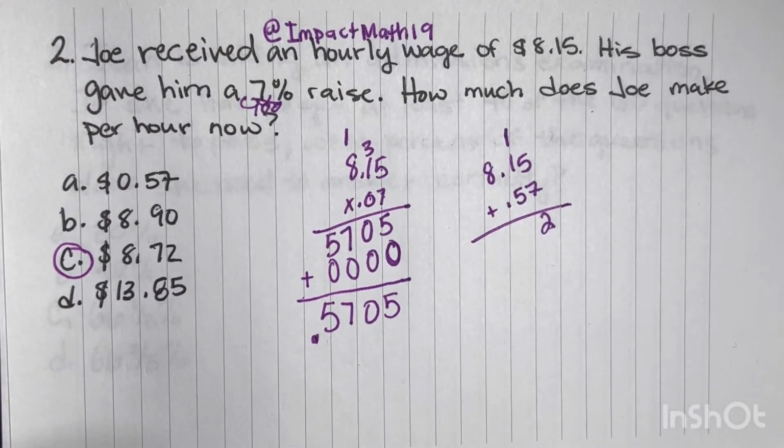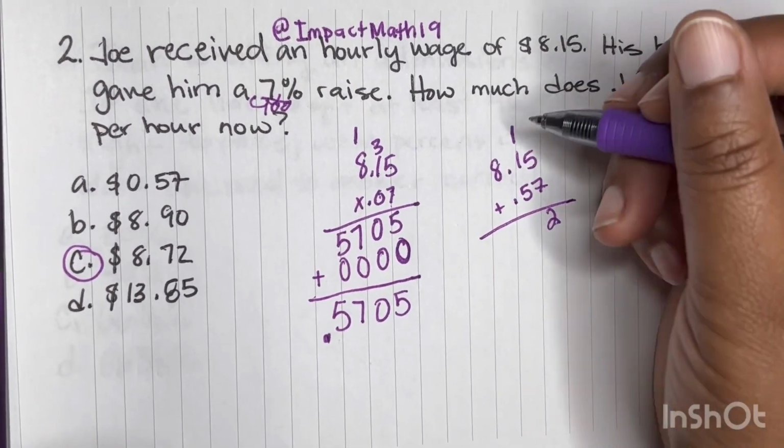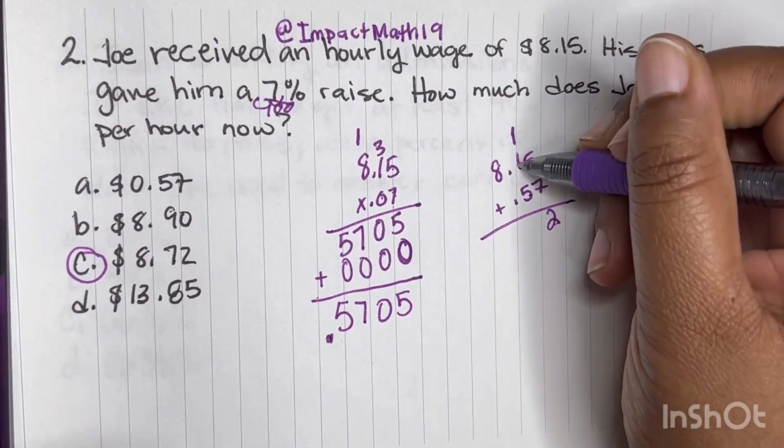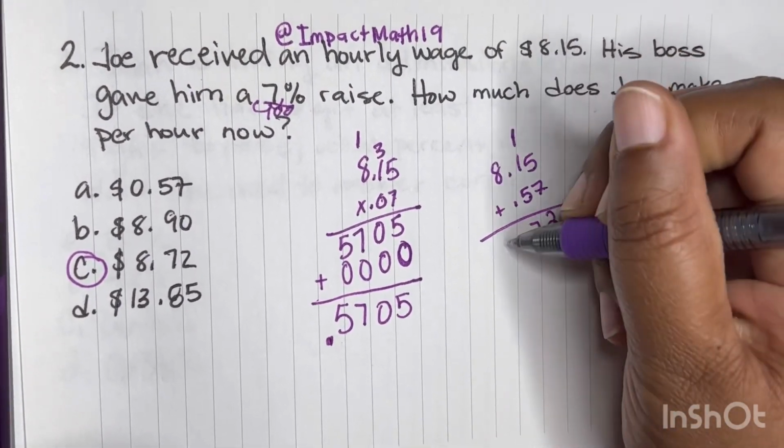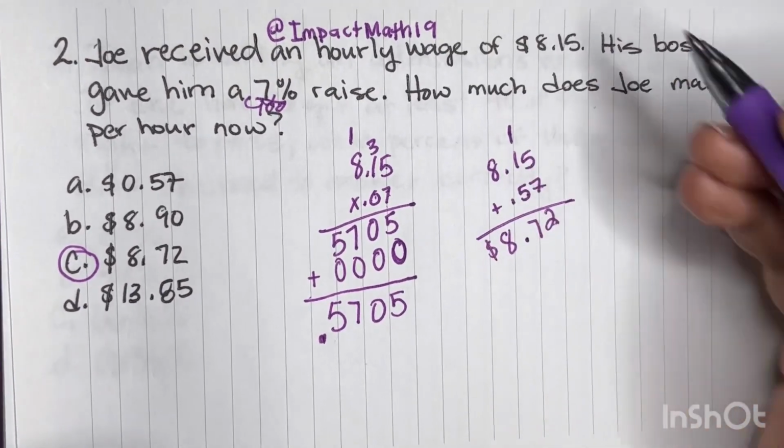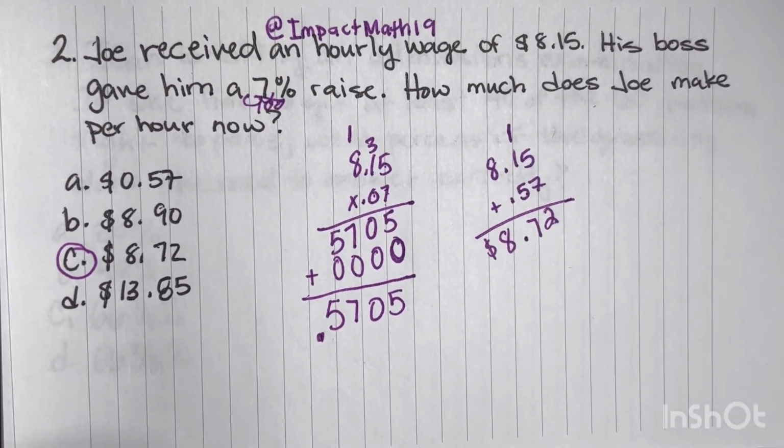And then you would move on to the next problem, but we will finish this out. 5 plus 2 is 7. And then you drop down your 8. So now he's making $8.72 from his 7% raise. Alrighty, I hope that helps. And let's continue to the next.